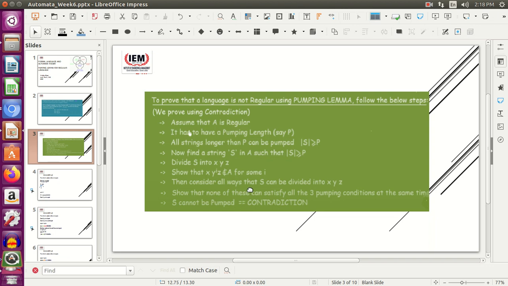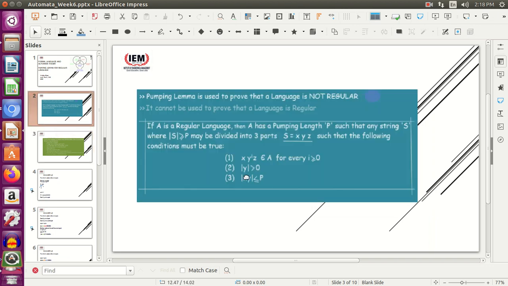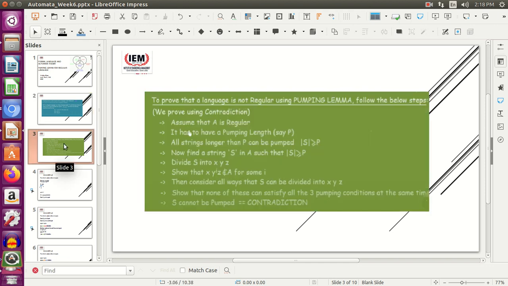Moreover, we can also try out these other two conditions and check whether they are satisfied or not. In many cases we will see that these conditions are also not satisfied, and after seeing this we can conclude that S cannot be pumped.